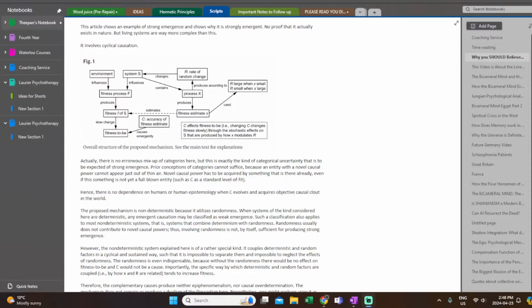Because I'm sure I'm going to get feedback saying, well, you haven't proved that consciousness is strongly emergent. And I'm going to say, there are way simpler things that have been proven to be strongly emergent. So you don't think consciousness is strongly emergent? That would be crazy.